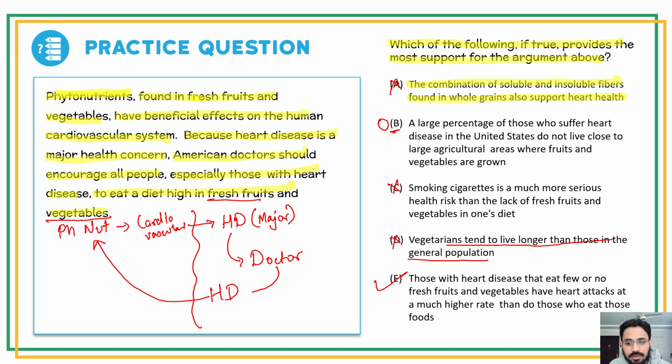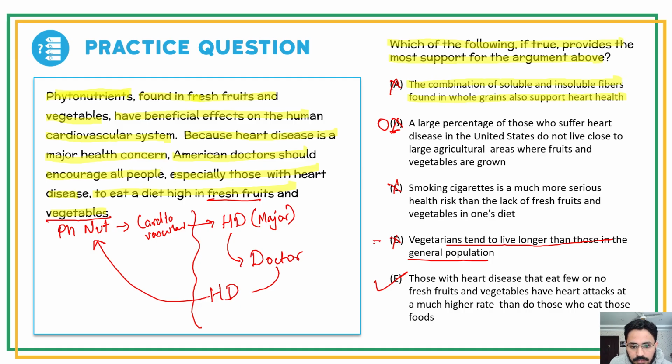Yeah, so E is correct because, and what's the problem with B? The problem with B is you'll have to assume, because they're not living close to these agricultural lands, that necessarily means that they do not have access to fresh fruits and vegetables, which is something of an assumption, right?